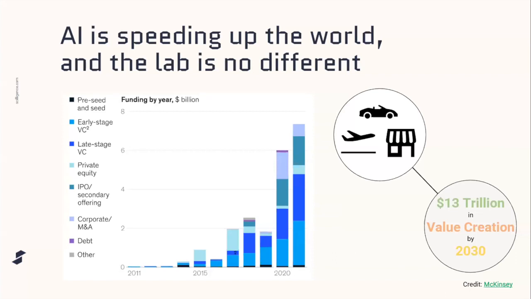So AI is everywhere now. You hear it every week, every day. ChatGPT, machine learning, all that fun stuff. And the lab's no different. AI is coming to the lab. It's going to be the future. And Scilligence is joining that craze and moving in with it.